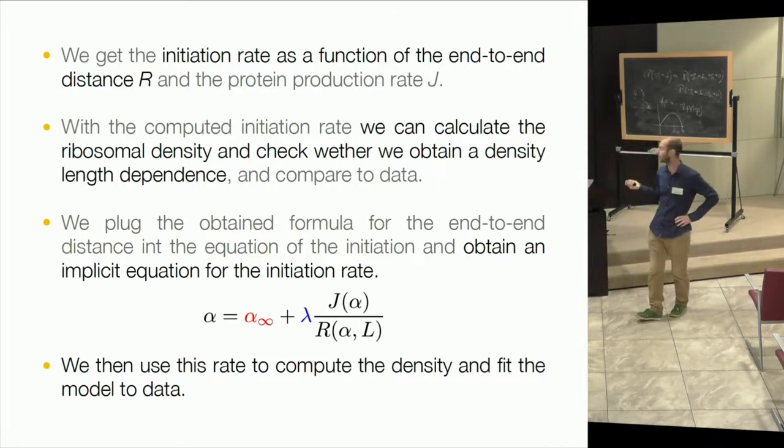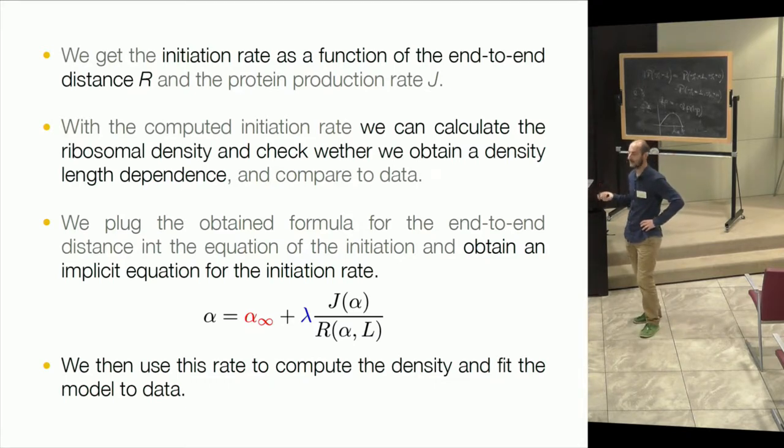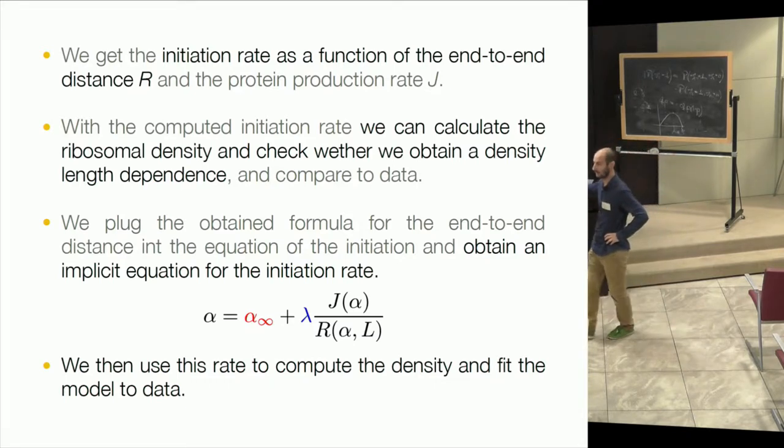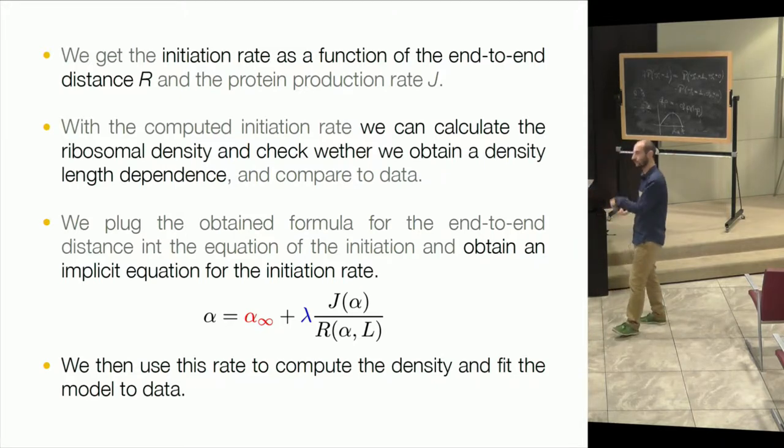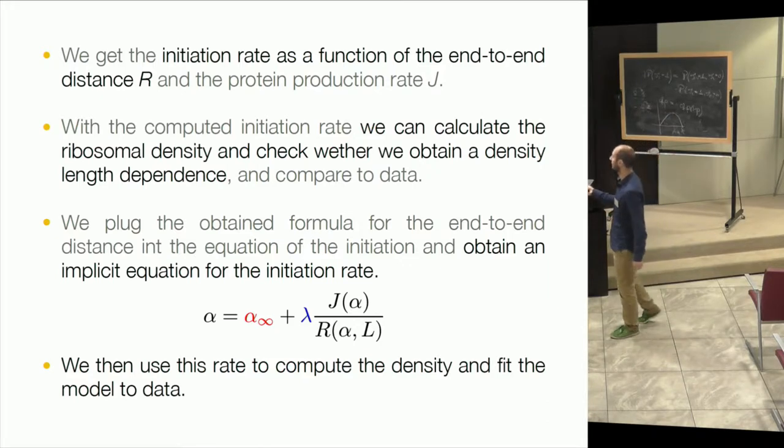So yes, it's actually an outcome of this model, because it depends substantially on initiation. It depends on the end-to-end distance, which in turn depends in a non-trivial way on the messenger RNA length. So if you have longer genes, they will not do recycling that easily, and if you have shorter genes, you can do recycling more easily. Again, do you consider other aspects of the initiation? I didn't, not at all.